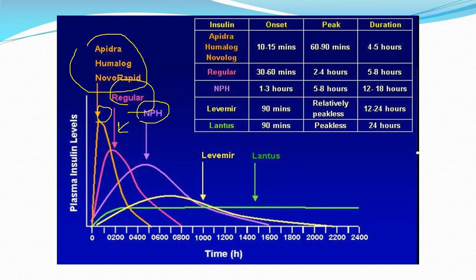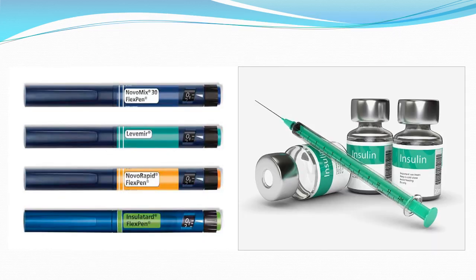And finally, we have a very important group, which is the long-acting group, the Lantus and the Levemir. And have a look here on the curve. The curve is flat, and as we discussed in the last lecture, it lasts for almost 24 hours.